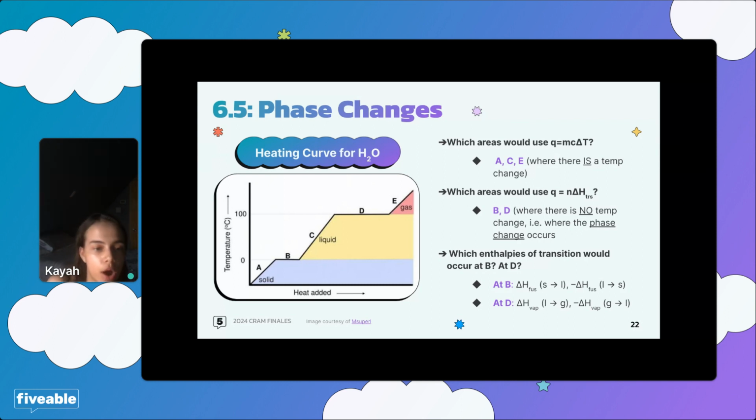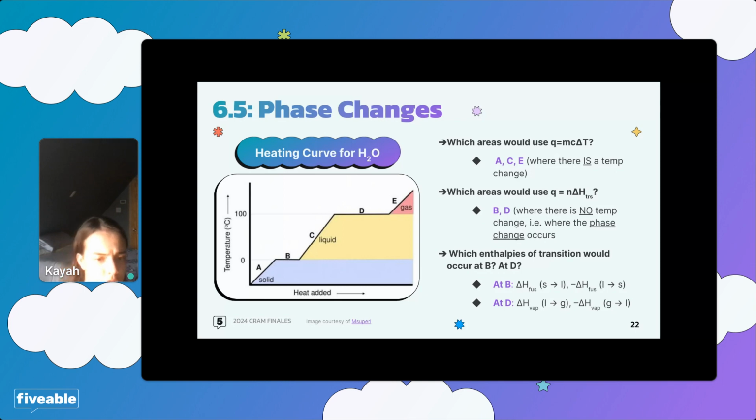However, in parts B and D, there is no temperature change. That's where the phase change occurs, right? And that's where delta T is equal to 0, because temperature doesn't change. And which enthalpies of transition would occur at B and D? At point B, you're going from a solid to a liquid. So this delta H here is the delta H of fusion. So it's from a solid to a liquid.